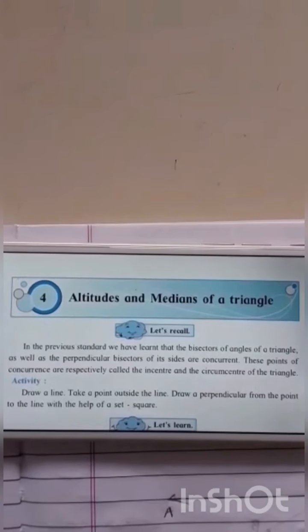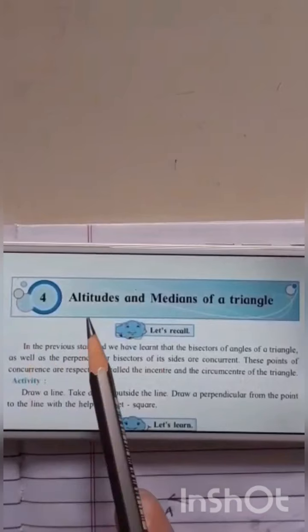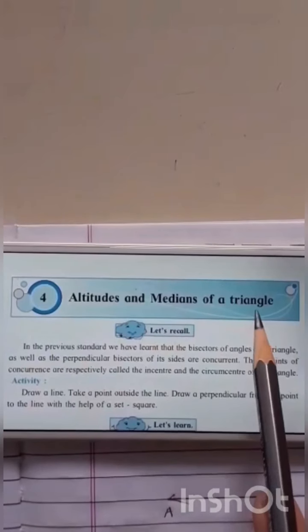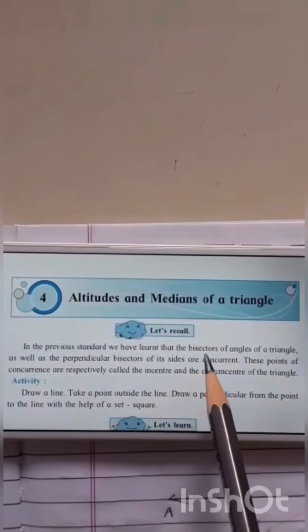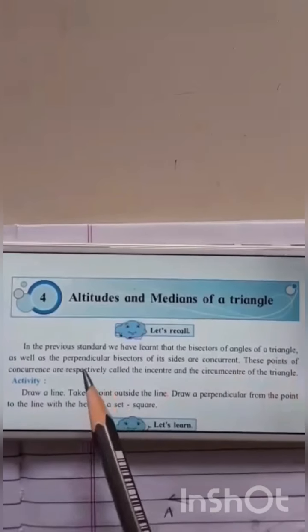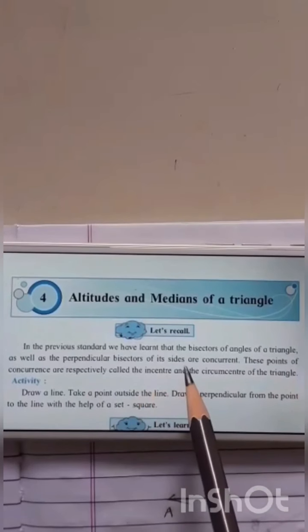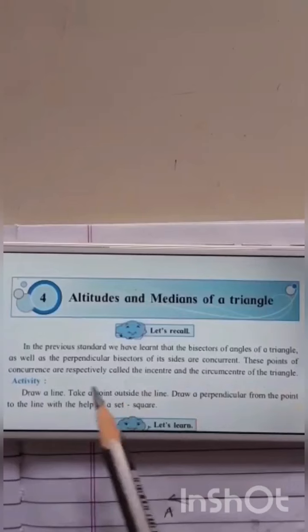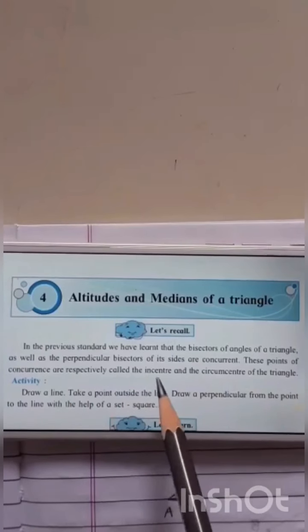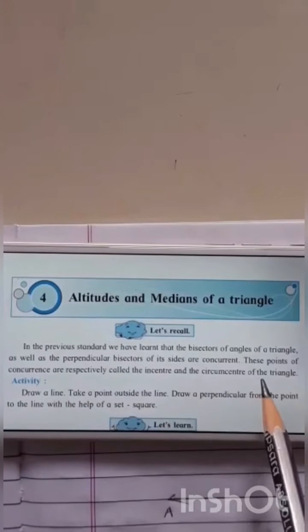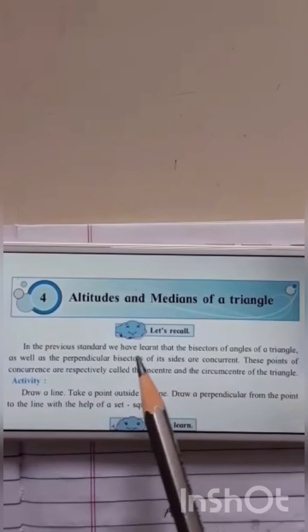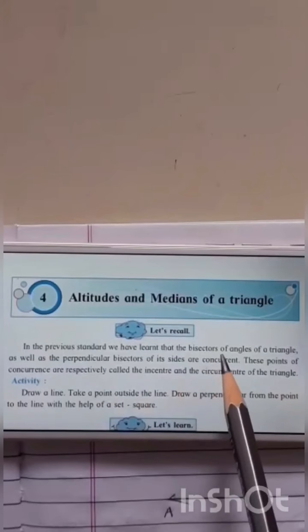Good morning, students. Today we'll be starting with the fourth chapter, altitude and medians of a triangle. In previous standards, you must have learned the bisectors of angles of a triangle and the perpendicular bisectors of its sides, which are concurrent. These points of concurrence are respectively called the incenter and circumcenter of the triangle. These are a few things you must have studied in the previous classes.